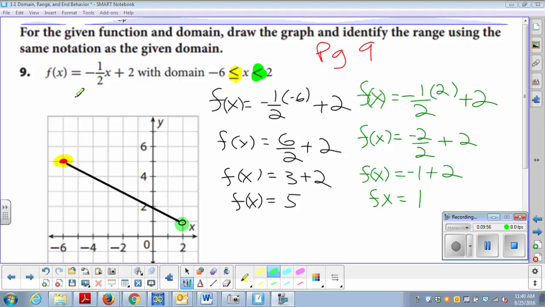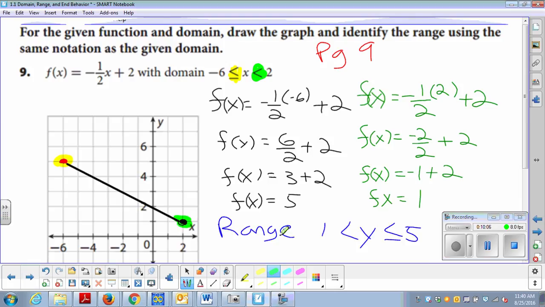And since I have an inequality for my notation, I'm going to use an inequality to describe the range. So the range is going to be where y is in the middle, but it is going to be greater than 1, but less than or equal to 5.